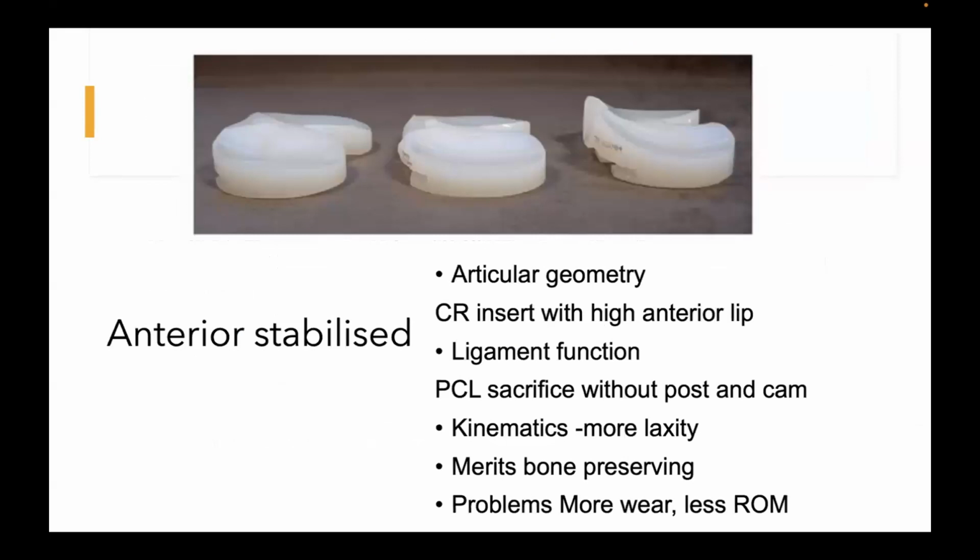So let's discuss anterior stabilized TKA. Anterior stabilized TKA relies on the articular geometry of the insert. It's more like a CR insert with a high anterior lip. So ligament function, the PCL is sacrificed without a post and cam, but it can lead to a more lax knee. The merit is that because we are not taking the box cut, it's more bone preserving. And the problem is that it can have more wear and less range of movement.